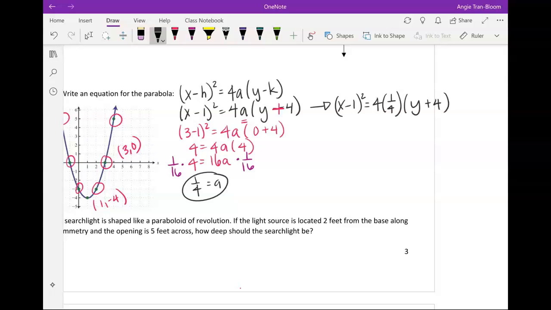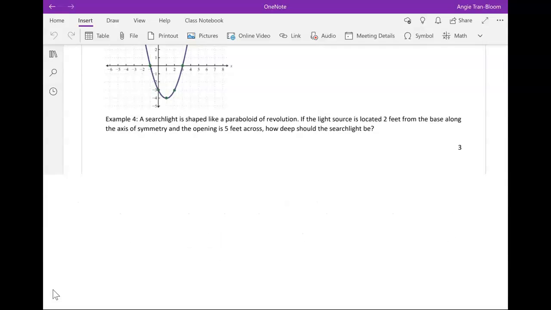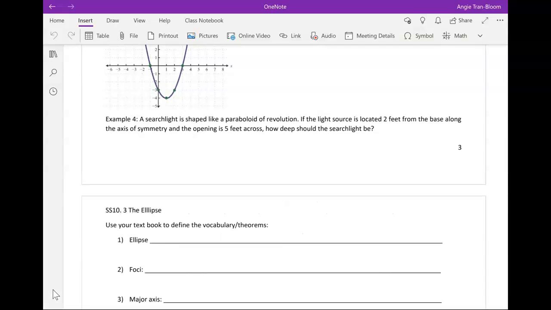Yes, you must always simplify. So final answer is (x minus 1) squared equals 4 times a quarter is 1, which you technically don't need to write the 1 in the front. Yes, you may, but you don't have to. And this is as far as you need to go. And this is example 4 of section 10.2.